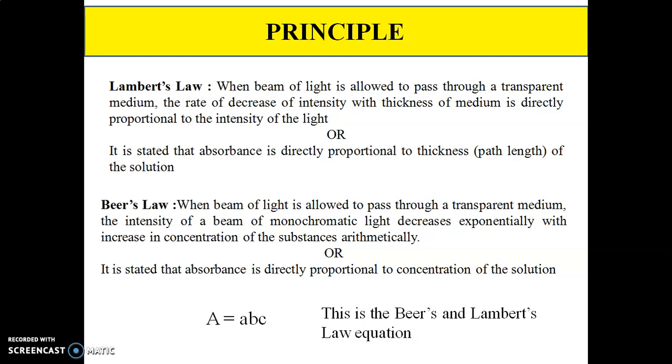After combining the Beer's and Lambert's law equations, we get the final equation A = a × b × c. Capital A is the absorbance of the solution, small a is the absorptivity, small b is the path length, whereas small c is the concentration of the solution.